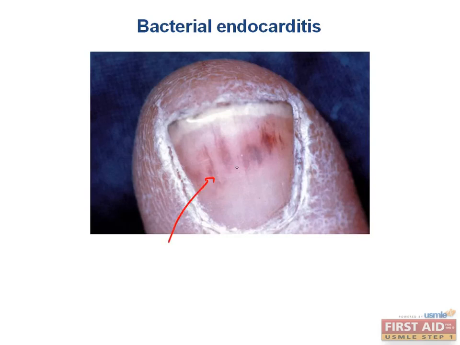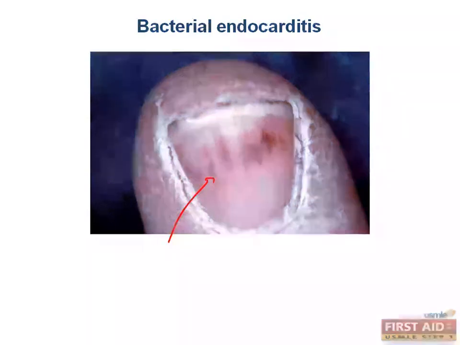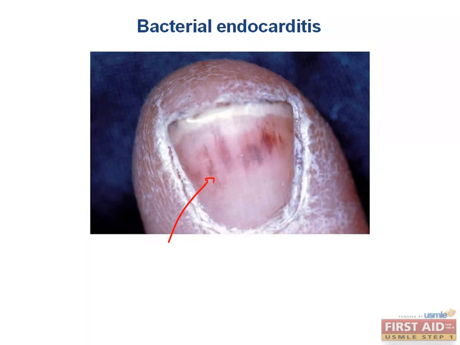So these are just tiny little septic emboli that cause microinfarctions of the tiny vessels supplying the nail bed. This is a sign of septic emboli being thrown from the vegetations on the cardiac valves. A great sign of bacterial endocarditis. Now, do you think this image is high yield? Of course it is.